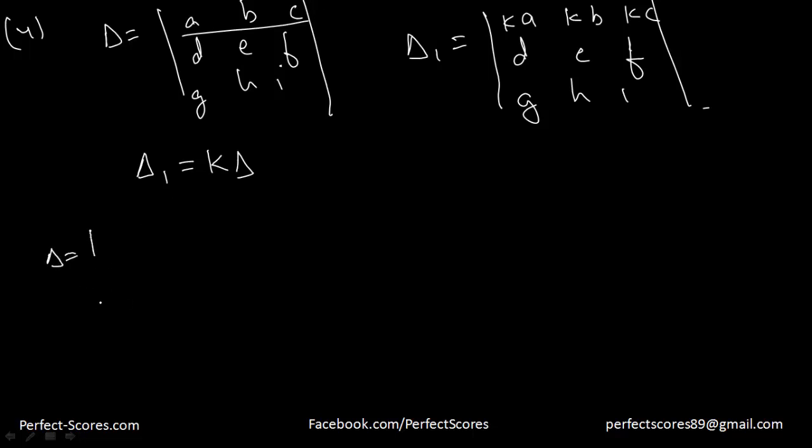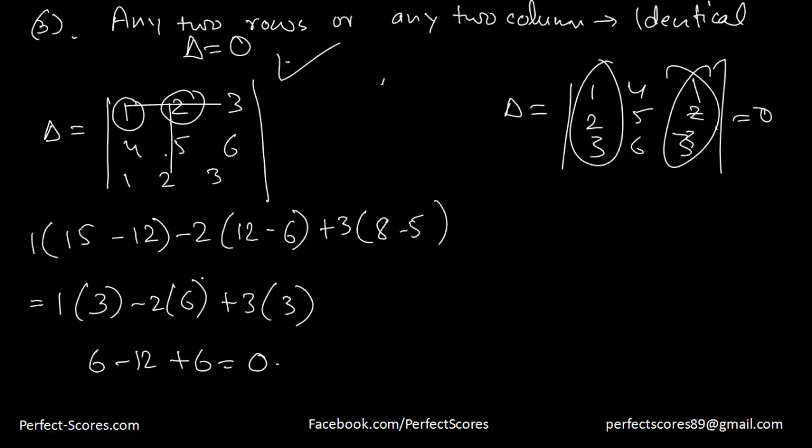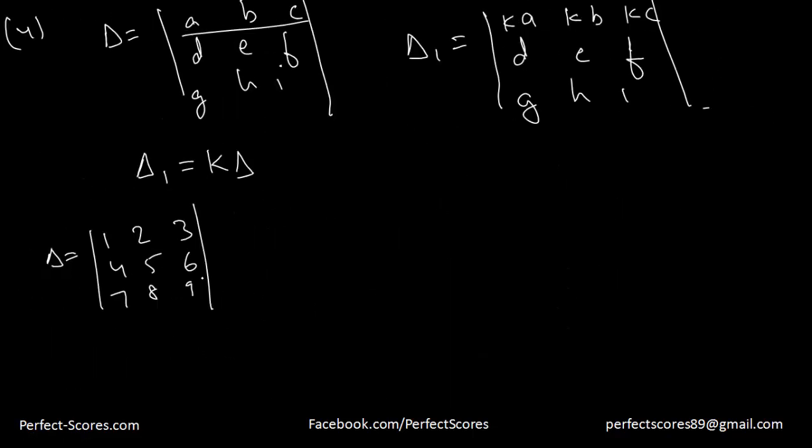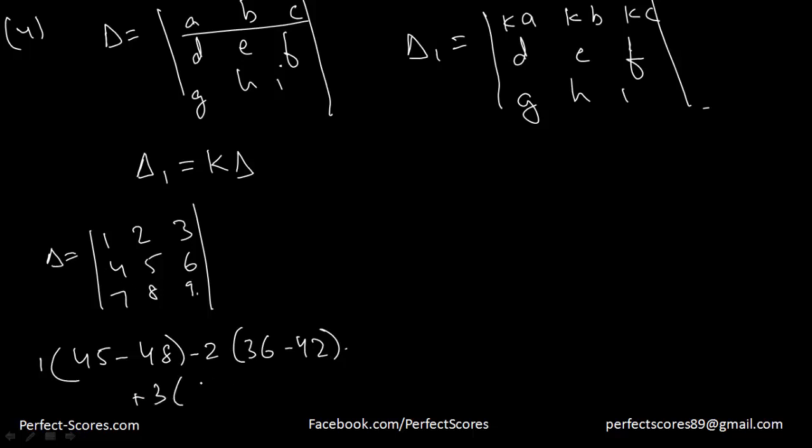Let's suppose our determinant is 1, 2, 3, 4, 5, 6, and 7, 8, 9. And we've already calculated the value of this determinant. I haven't calculated it, no problem. So the value of this determinant is going to be 1 into 9 5s are 45, 8 6s are 48, minus 2 into 9 4s are 36, minus 42, plus 3 into 8 4s are 32, minus 35.